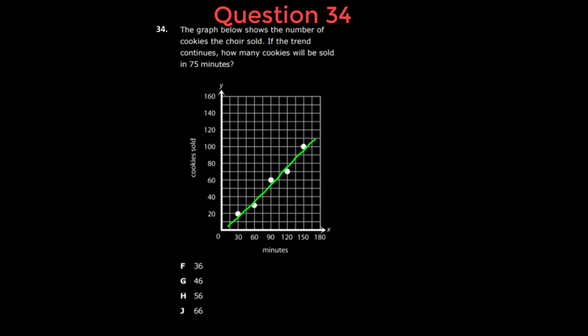Question 34 asks us the number of cookies for 75 minutes. So 75 minutes is going to be on my x-axis. Sometimes on the STAAR, the values on the y-axis are given and the x-axis are, so be careful about this. Going to 75 minutes, which is right in the middle of 60 and 90, I will get a value for the number of cookies by eyeballing between 40 and 50. So 40 and 50, the correct answer should be G.